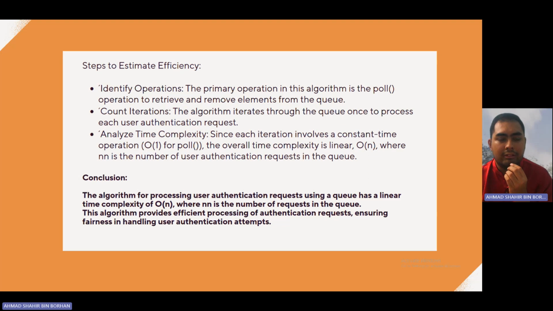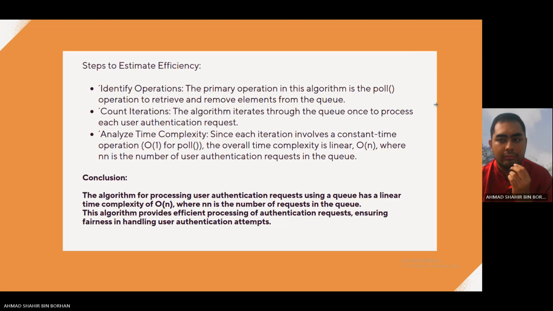So we can conclude from this operation that processing authentication requests using a queue has linear time complexity, where n is the number of requests in the queue. The algorithm also provides efficient processing of the authentication requests, ensuring fairness in handling all the authentication requests.